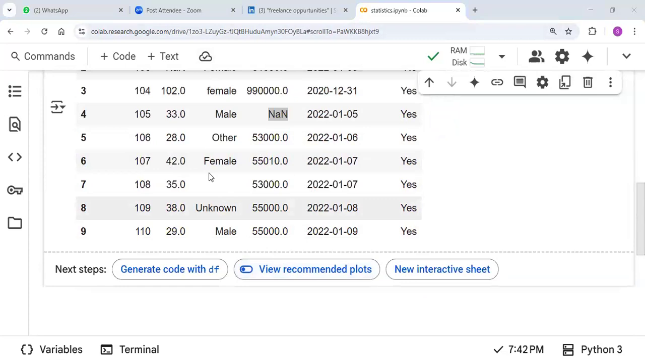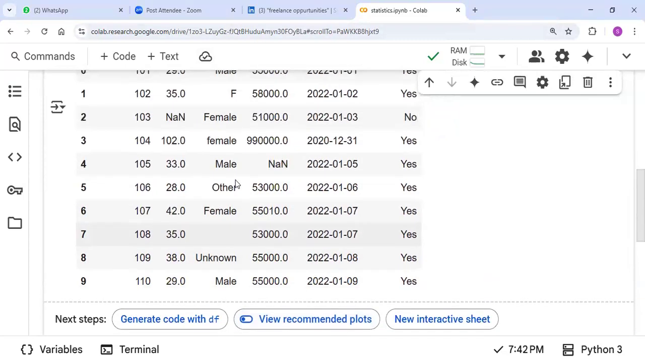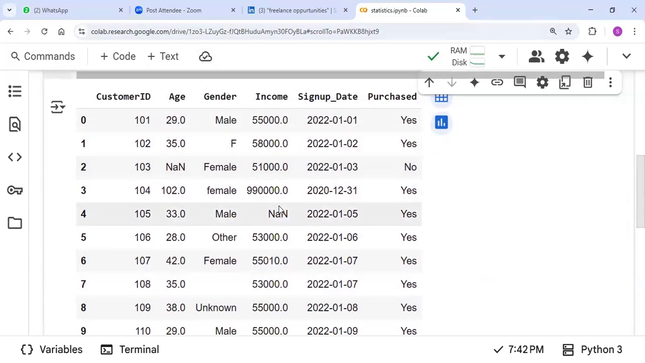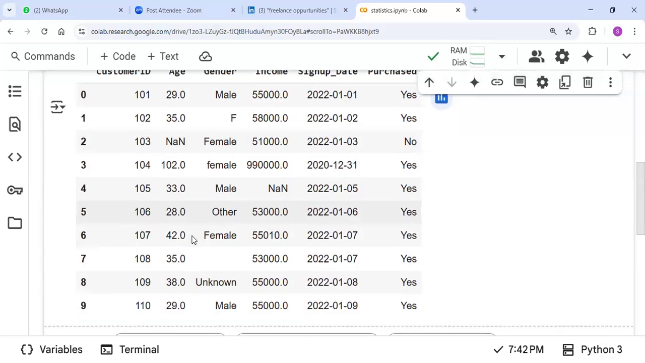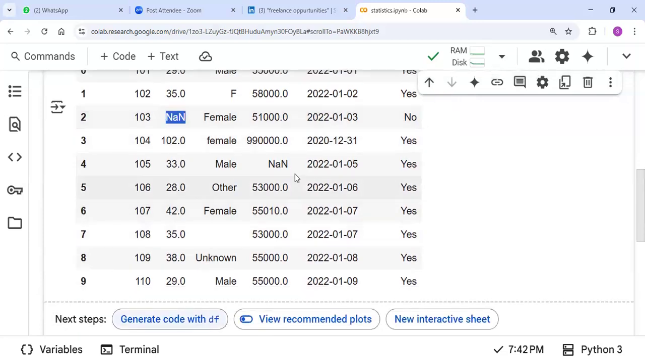You are already aware of it. NaN values are the missing values. And you can observe that the age also has NaN values here, and here you also have None, nothing is there. It would also represent a NaN value only.